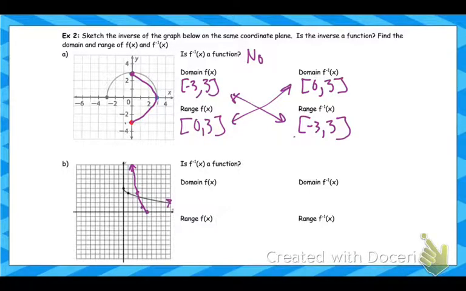So the purple graph is my inverse. In this case, yes, the inverse is a function. It passes the vertical line test. Every x has exactly one y.